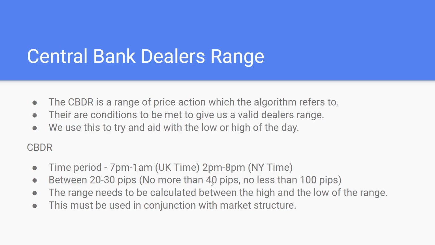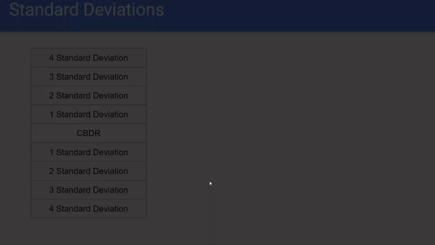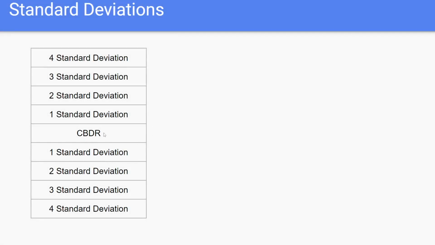Basically, if it's any more than 40 pips, that's usually because there's some high impact news event, and that's going to make the London session especially very, very unfruitful to trade. And we want the high or low of the day to actually come in the London session in an ideal world. But let's say, just for this purpose, we are utilizing the central bank dealers range. We've got all the conditions in place.